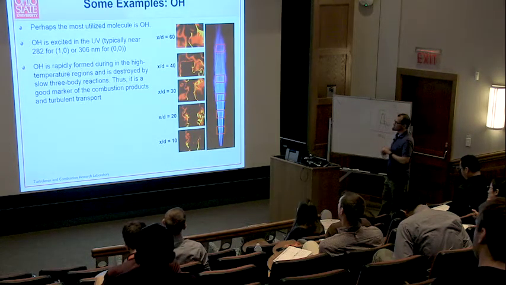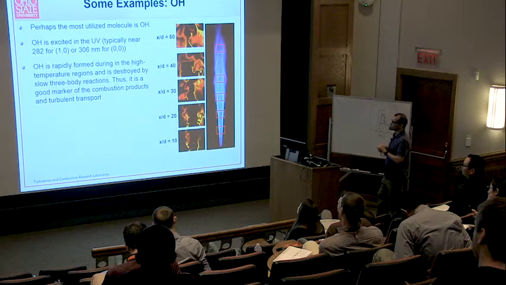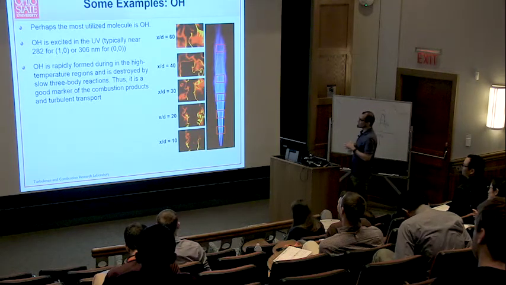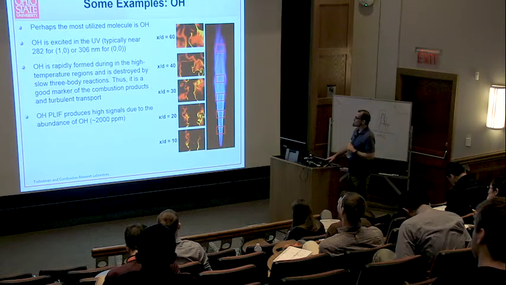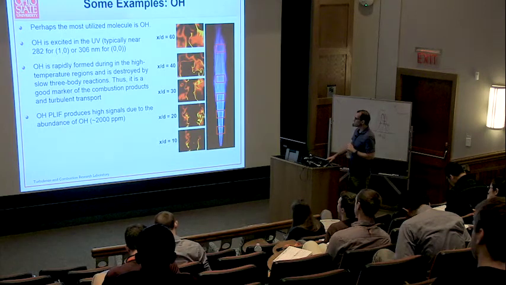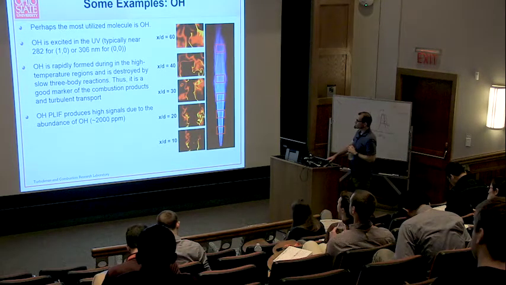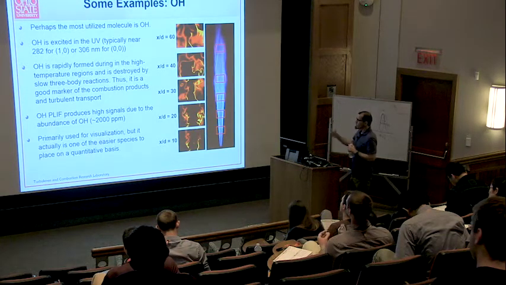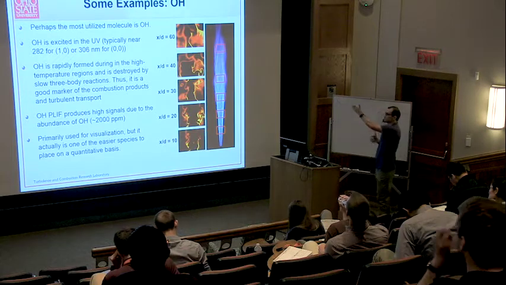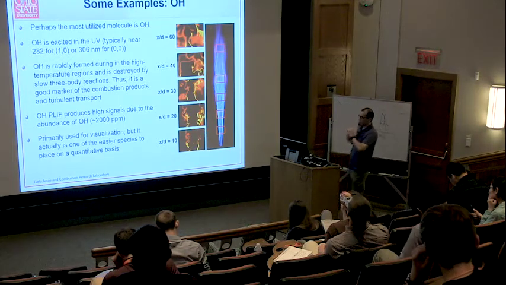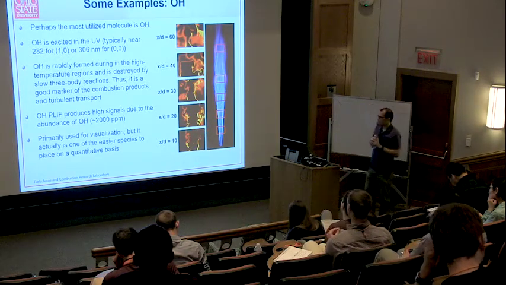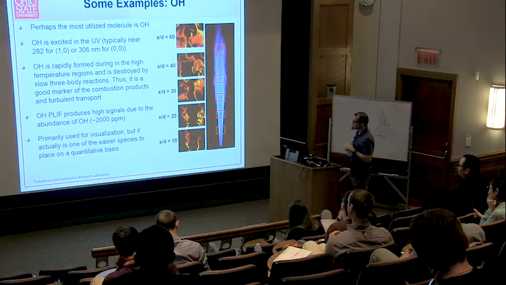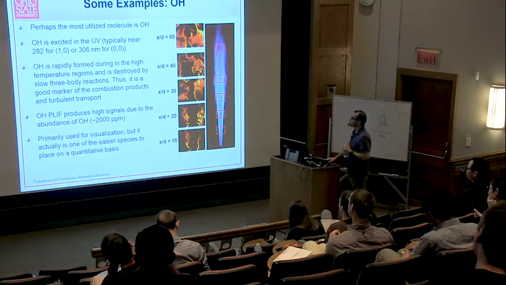In turbulent transport, it's not quickly destroyed. It's destroyed very slowly by three-body reaction. Okay? And again, you get very high signals. So no one really ever struggles to see OH. Okay? So you're in flame conditions. Now, it's primarily used for visualization, such in this case, to see where the products are, where the flame is. But it is actually one of the easier species to put on a quantitative basis.